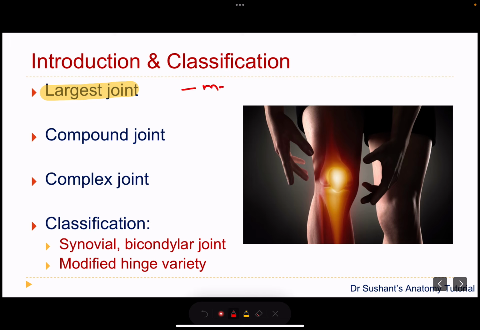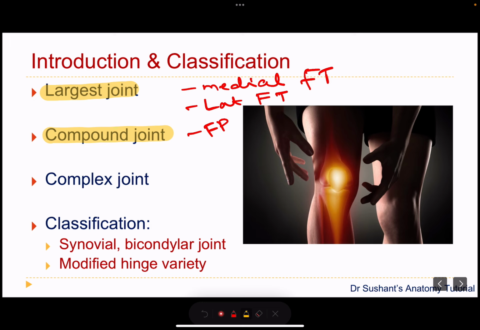So there is the medial femorotibial joint, there is the lateral femorotibial joint, and there is the femoropatellar joint. And this is a compound joint. What is a compound joint? A compound joint is when more than two bones are articulating, right?